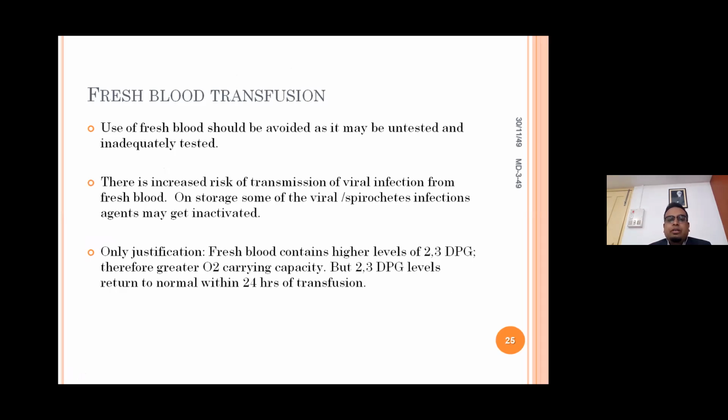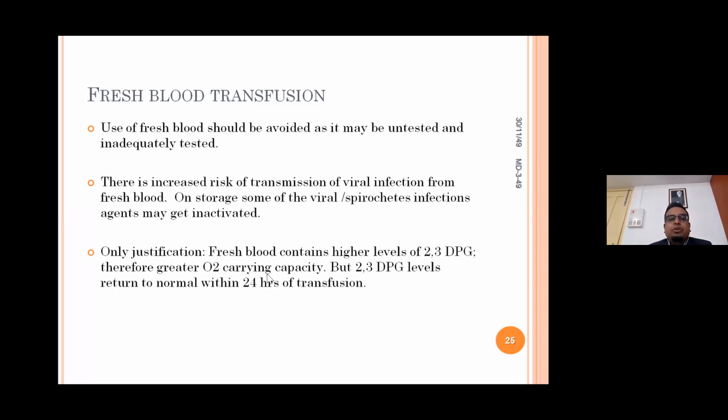Fresh blood transfusion. Now, fresh blood transfusion, this is one of the myths that has percolated through the years, and people have been insisting on the use of fresh blood transfusion, but this is a myth. Use of fresh blood transfusion should be avoided. Why? Because what do you mean by fresh blood? Fresh blood means you collect and you give it to the patient.